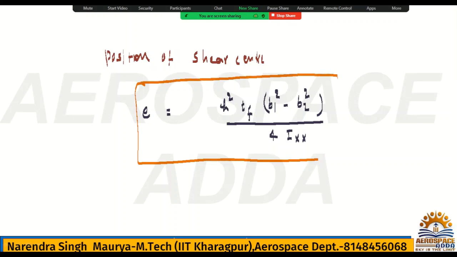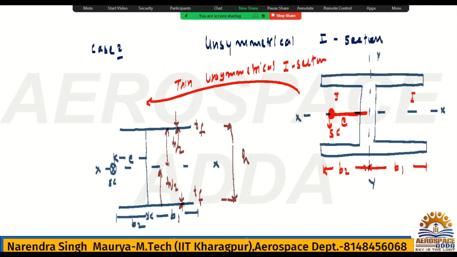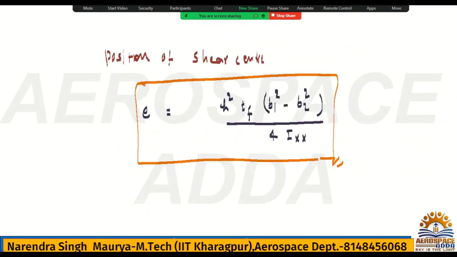For a symmetrical I section, it is not required because it will be at the CG location. But for the unsymmetrical I section, the CG and shear center will not be the same. So in this situation, you should remember the formula of the shear center here. This is the shear center. There should not be any confusion.